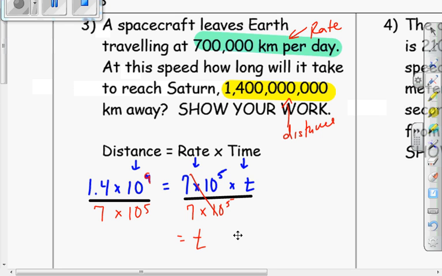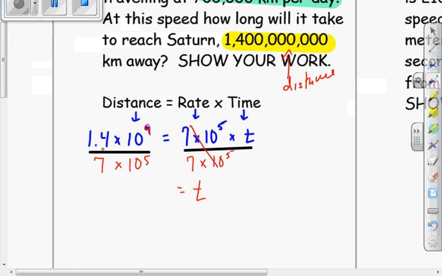All right, why don't you pause the video and try and do the division on the left side here. Hit play when you're ready. So how did you decide to divide this? Did you make an adjustment to the number 1.4? If you did, you could make it 14, and that might make the division a little easier. It would look like this. 14 times 10 to the 8th power.